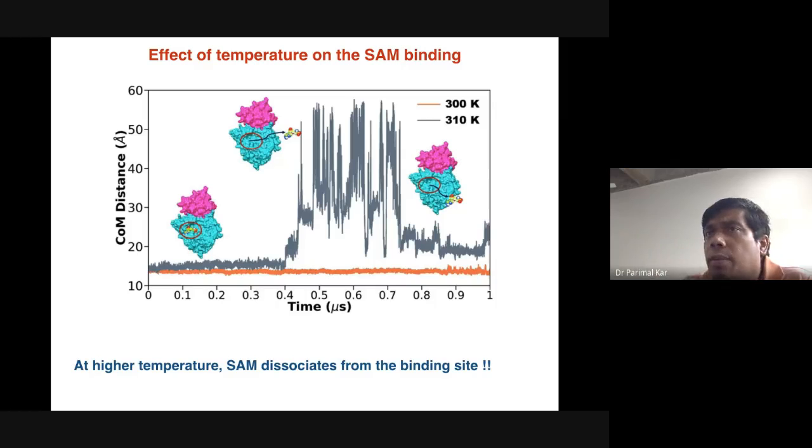But what is interesting, we have studied the effect of temperature on the binding. Everything we are studying at 300 Kelvin temperature. What if the temperature is suddenly increased to 310 Kelvin? What happens? As you can see here, we calculate the center of mass distance. I have shown you the position of the drug molecule as a function of simulation time at different positions. You can see that it is gradually moving away and stays on the surface. So with the increase in temperature, the binding is impaired.